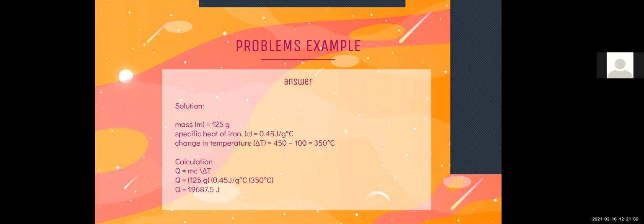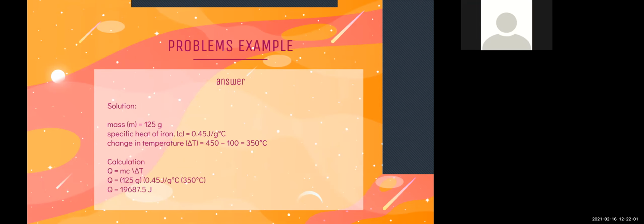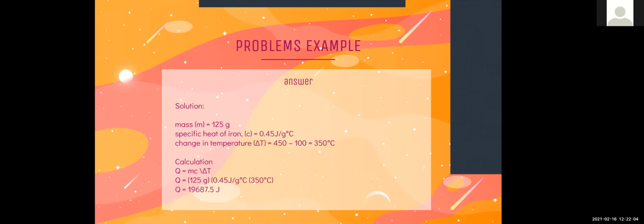So, the mass is 125 grams. The specific heat of iron is 0.45 joule per gram per degree Celsius, and the change in temperature is 350 degrees Celsius. We place this into the specific heat equation. Thermal energy equals mass times specific heat times change in temperature. To find the thermal energy, we multiply 125 by 0.45 and 350. We will get the thermal energy of 19,687.5 joules.